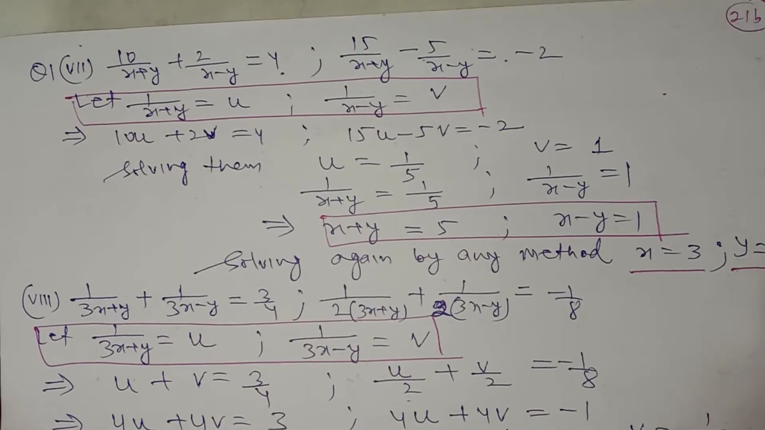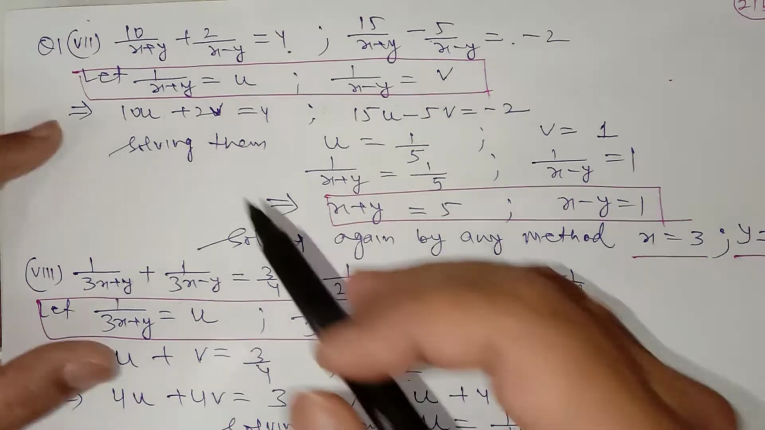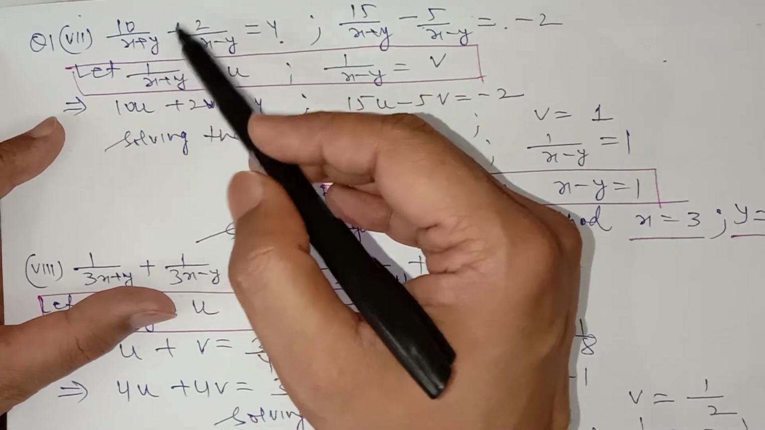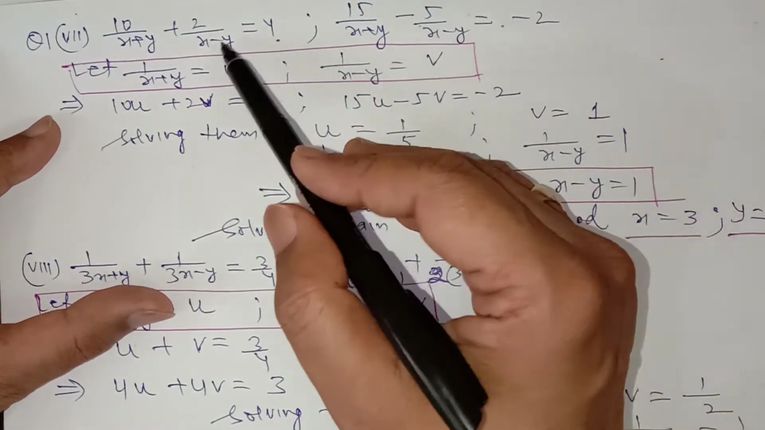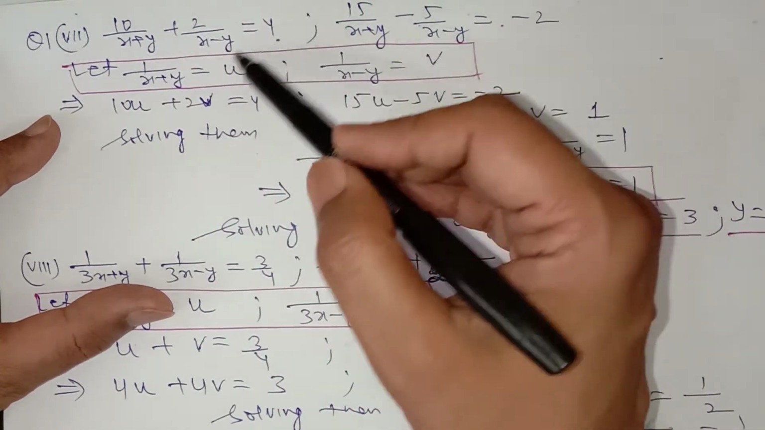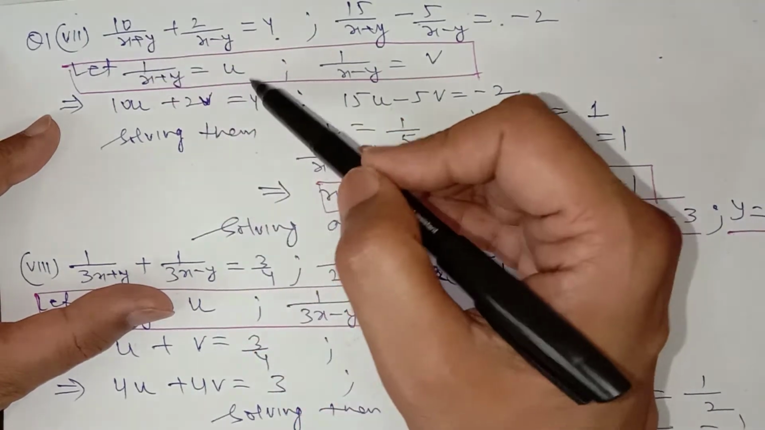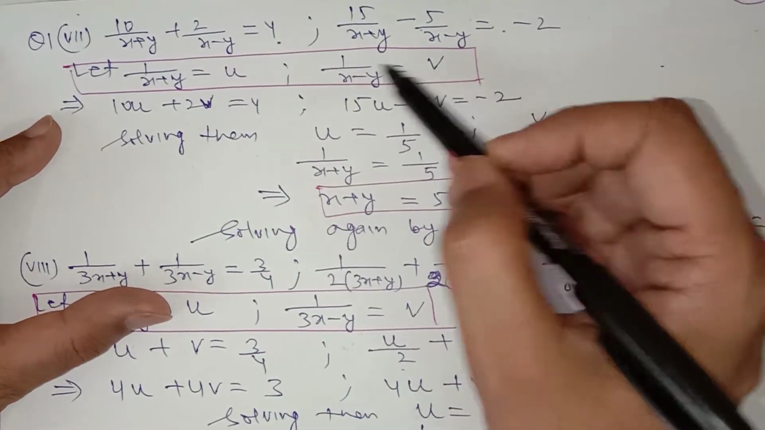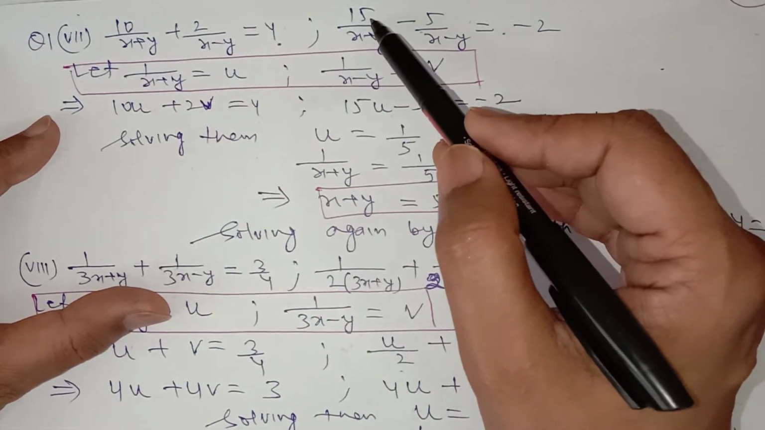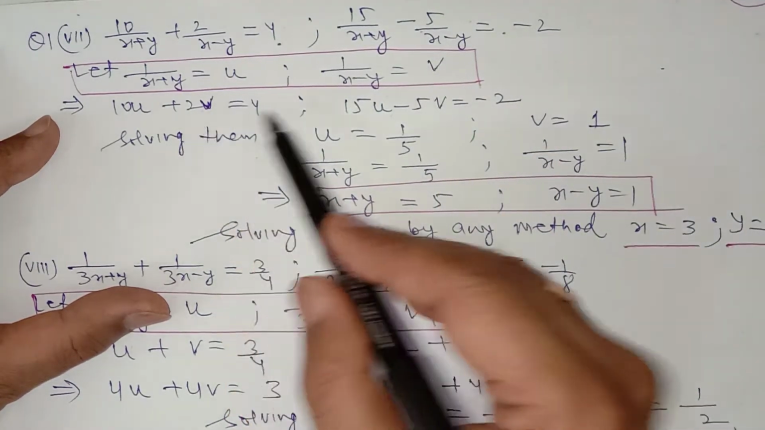Question number 1, seventh part. It is a good question. We have both the variables again in the denominator, and you must now be able to recognize what you have to let here. We can let 1 upon x plus y be equal to u, and 1 upon x minus y be equal to v. So this equation will become 10u plus 2v is equal to 4, and 15u minus 5v is equal to minus 2. So we are getting this.